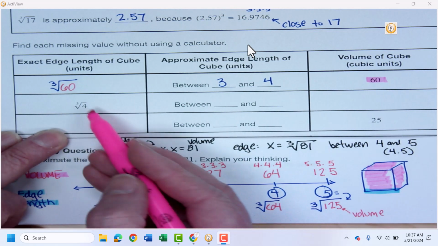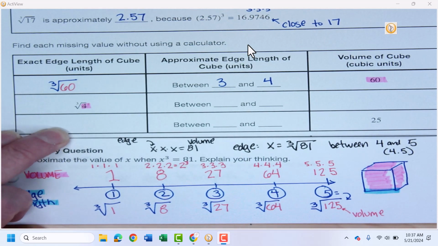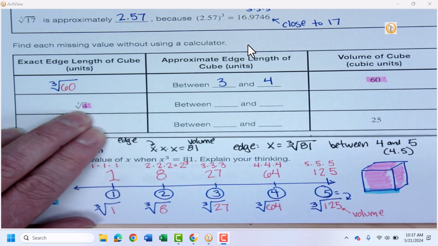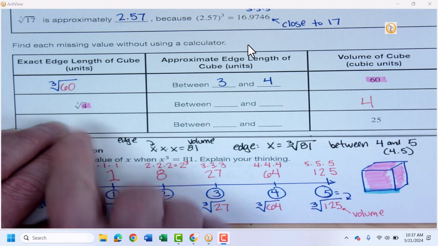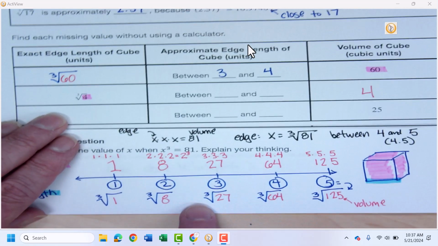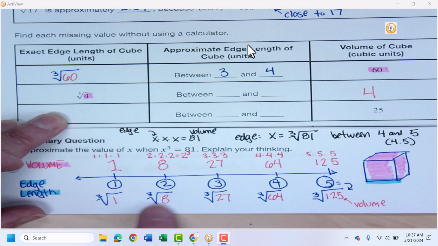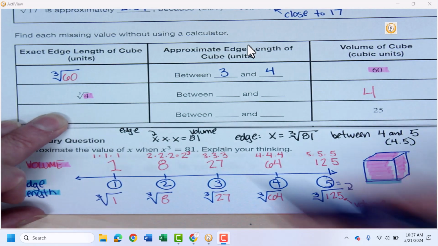Let's go in the other direction. Here, we're given the exact edge length of a cube. That's going to be something with a volume of 4. So the number that I can multiply by itself a third time to get 4 is probably going to fall between the cube root of 1 and the cube root of 8. It's going to be a value somewhere between 1 and 2.